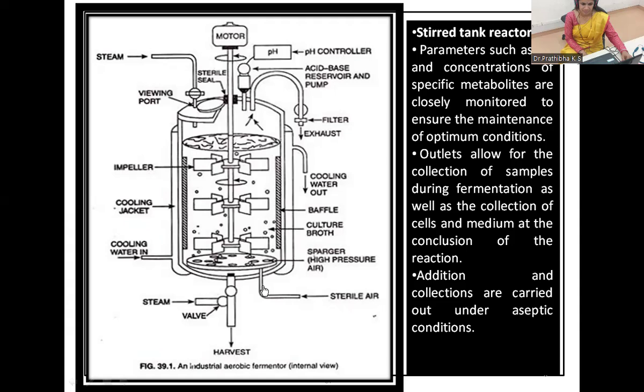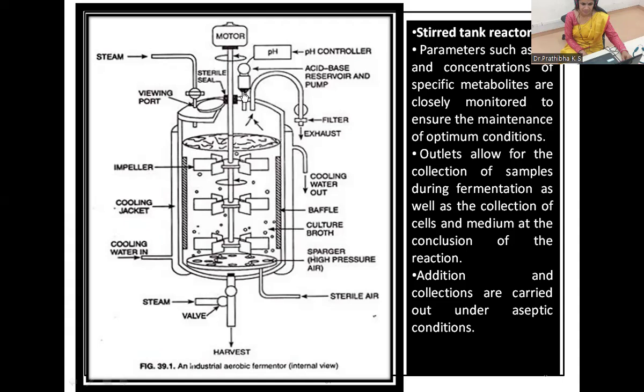This is the sterile air inlet where the sterile air will be sent, and the air will appear from this particular sparger. You can see here the bubbles. This is the sparger with the high pressure air. Gas bubbles will be sent here into this viscous medium. And there is a culture broth inside. And these are the baffles to prevent the vortexing. And this is the cooling water out. And this is the filter, and this is the exhaust pipe.